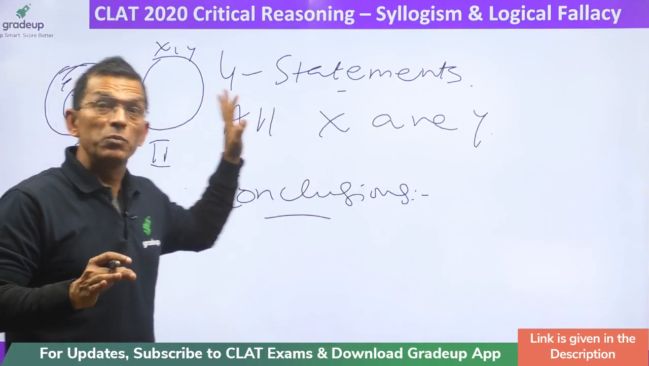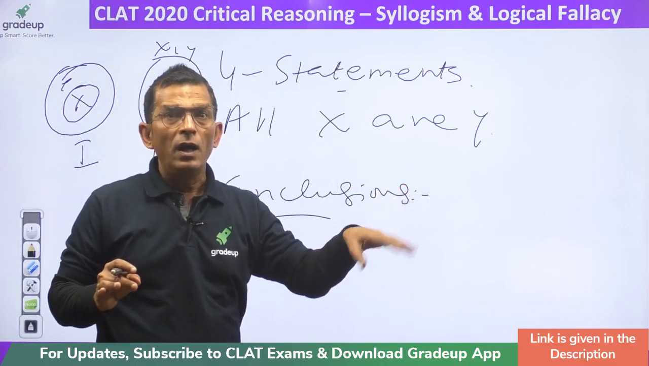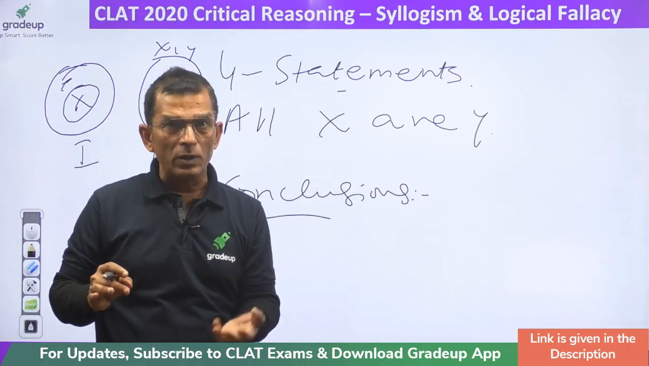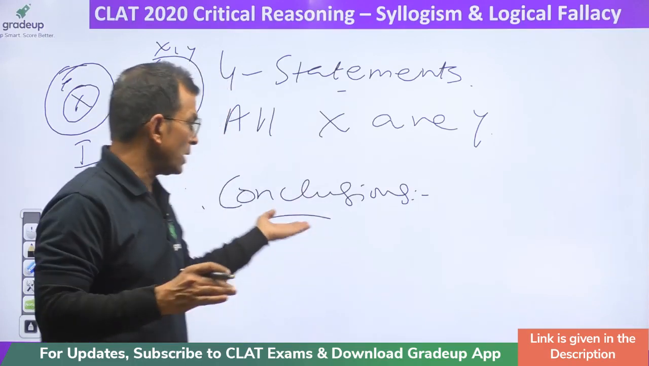If it does not follow in both the diagrams, it is definitely false. And if it follows in one and doesn't follow in the other, it is called maybe. Okay, so that's where we are going to go.